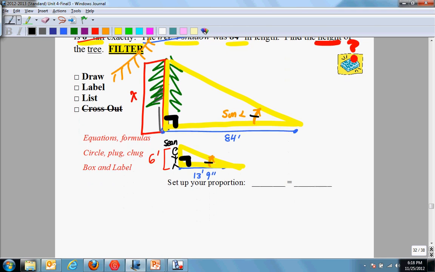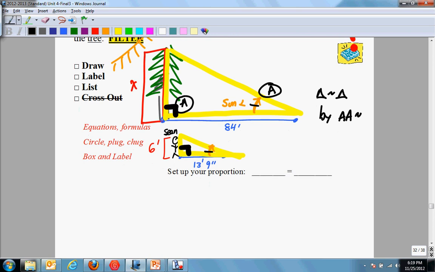So the first thing we have to figure out is that the triangles are similar. We have a pair of angles and another pair of angles. So the triangles are similar by the angle-angle shortcut here. And if they're similar, we can use proportions. Now there's several proportions we could do. We could go like this. We can go height over height, x over 6, equals shadow over shadow, 84 over 13 feet 9 inches. We could go this way, height over shadow, x over 84 equals 6 over height over shadow again.